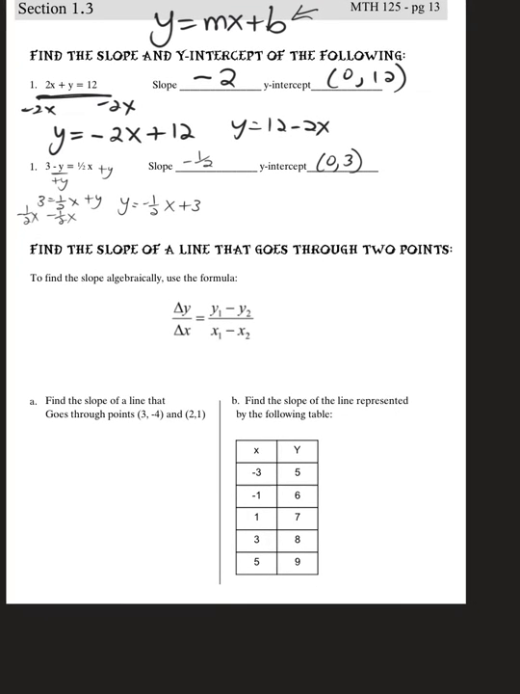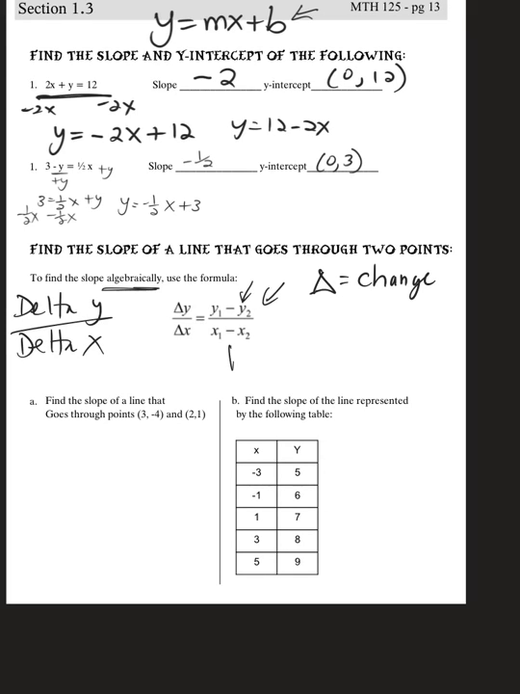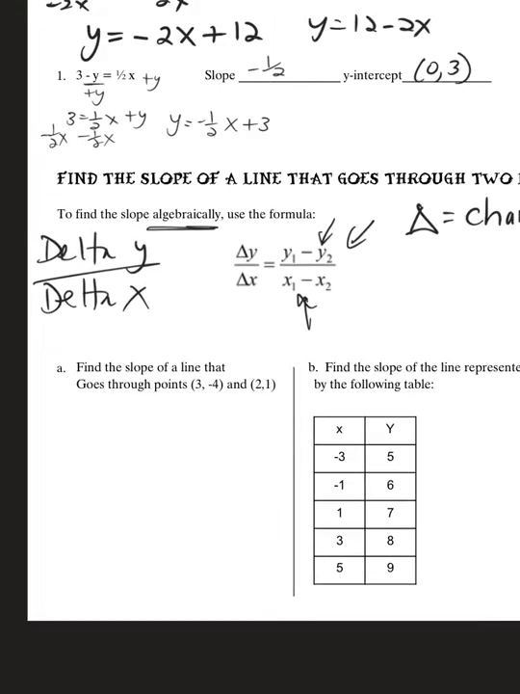Okay, so let's talk about finding the slope of a line that goes through 2 points. So we're going to look more at an algebraic approach, not as much a visual approach like what we have been. This is our handy dandy formula. This actually is usually referred to as delta y over delta x. And delta is a triangle. It's a Greek symbol. It means change. Change in y over change in x. Basically, what you're going to be doing is if you have 2 ordered pairs, you're going to be able to plug the numbers from the y coordinates over the numbers from the x coordinates to come up with the number that represents the slope. So let's look at A.